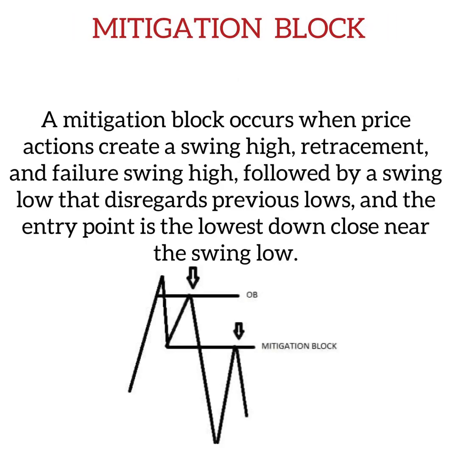The mitigation block. A mitigation block occurs when price action creates a swing high, then retraces and creates a failure swing, followed by a swing low that completely disregards the previous low. So guys, this is simply the picture of a mitigation block. I believe we all can understand the concept from this. Like I said earlier, this is not a trade entry video.